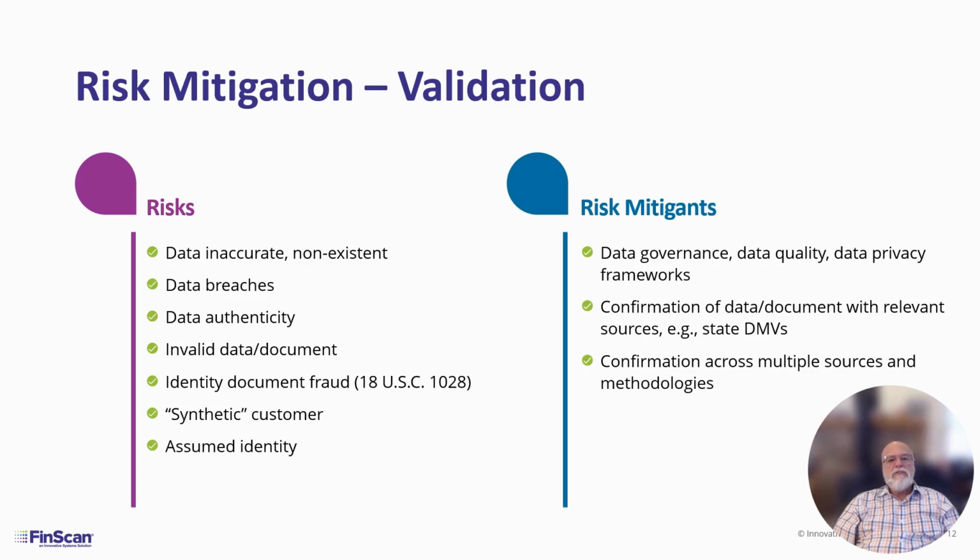How are these risks mitigated? Well, in the case of validation, it begins with data quality. Is the data collected from a prospective customer complete, accurate, timely, etc.? This is addressed through a robust data governance framework that includes data quality, data privacy, and data security components. Once the data is of high quality, you can seek confirmation of the data or document with relevant, reliable, independent sources, such as the DMV or other government agencies. It's important to look across multiple sources in order to truly have a process of forming a reasonable belief that you know the customer based upon the data collected from them.